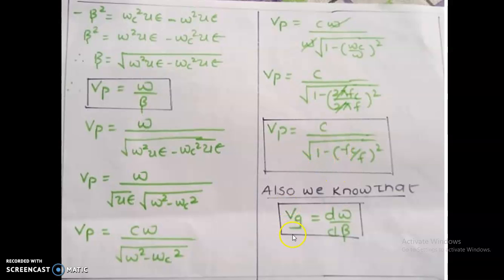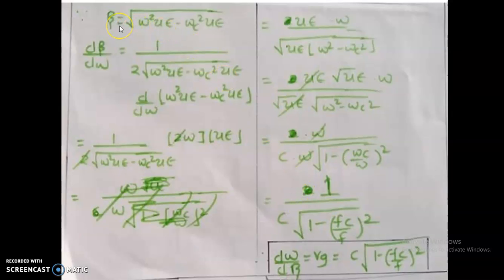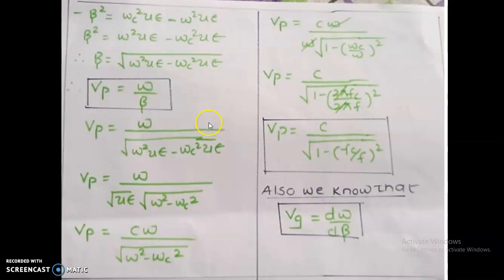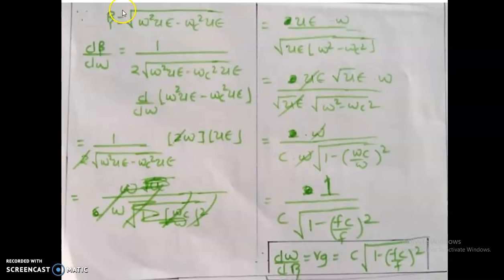Similar things have to be done with the group velocity. Now we have to find the relation of group velocity with respect to fc, that is the cutoff frequency. So let us start. As we have already derived beta, what is group velocity? Differentiation of omega by differentiation of beta. Now you have beta, and you do the differentiation with respect to omega. Once you do the differentiation, you know that the derivative of root x is 1 by 2 root x into d by dx of x.